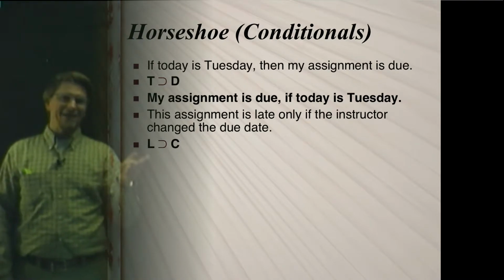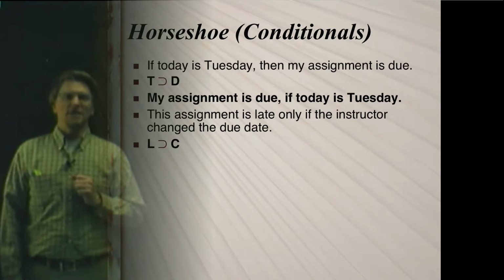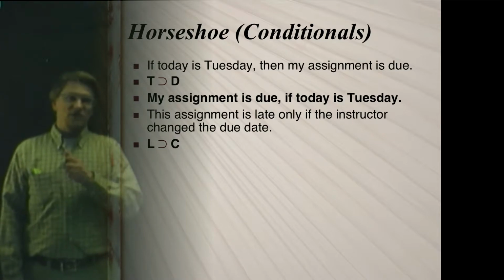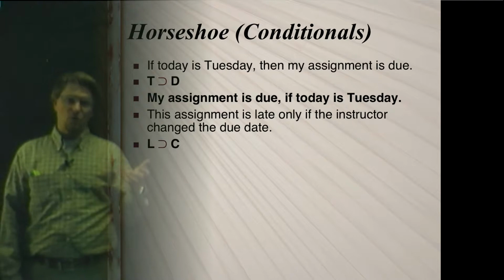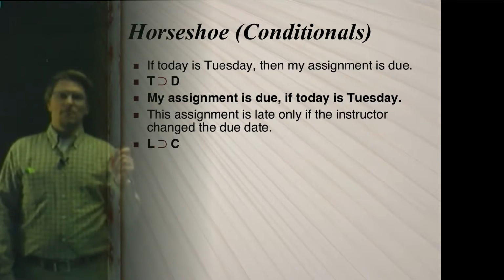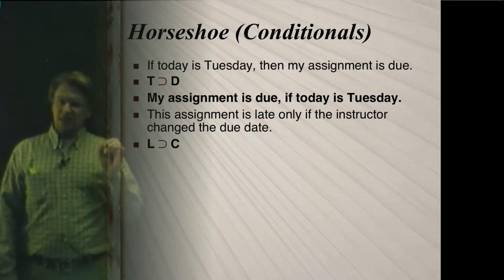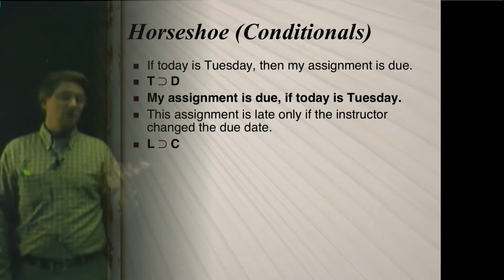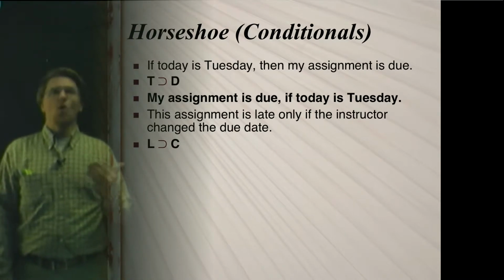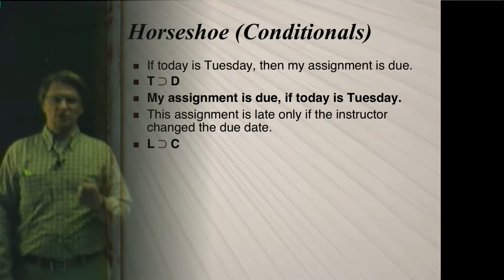So the way we would read L horseshoe C here is essentially, right, if the assignment is late, then the instructor changed the due date. That's one way we could read L horseshoe C. Now, to say if the assignment is late, then the instructor changed the due date is, again, simply to say this assignment is late only if the instructor changed the due date.